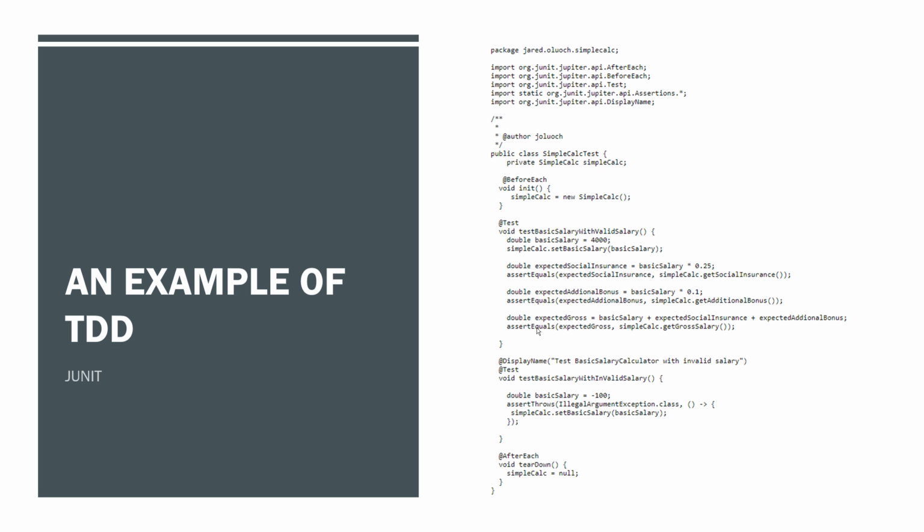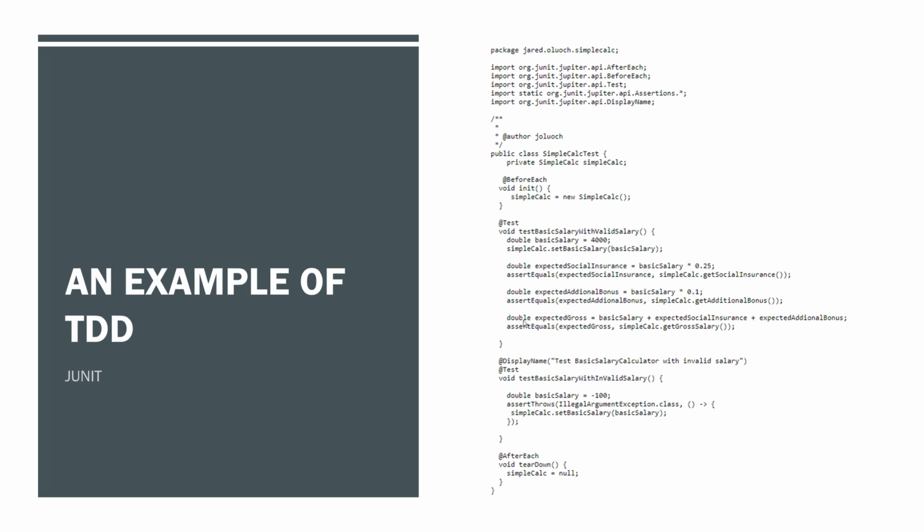Now, again, if there's no errors, we go down. Expected gross. This will equal the basic salary that we set above, the expected social insurance, plus the expected additional bonus. So they added this, and that'll get us the expected gross. We check that variable, the expected gross, with our method behind. That is our dot get gross salary. If they equal, then we know it is correct.